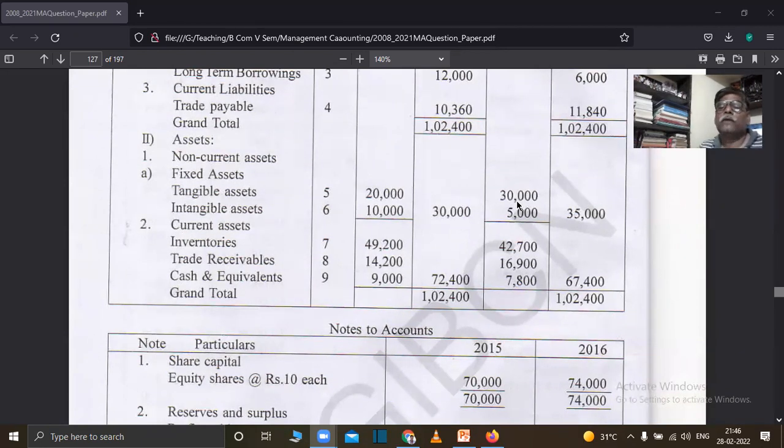Outflow of cash, investment activity. Tangible asset 10,000, 5,000 at goodwill written off.